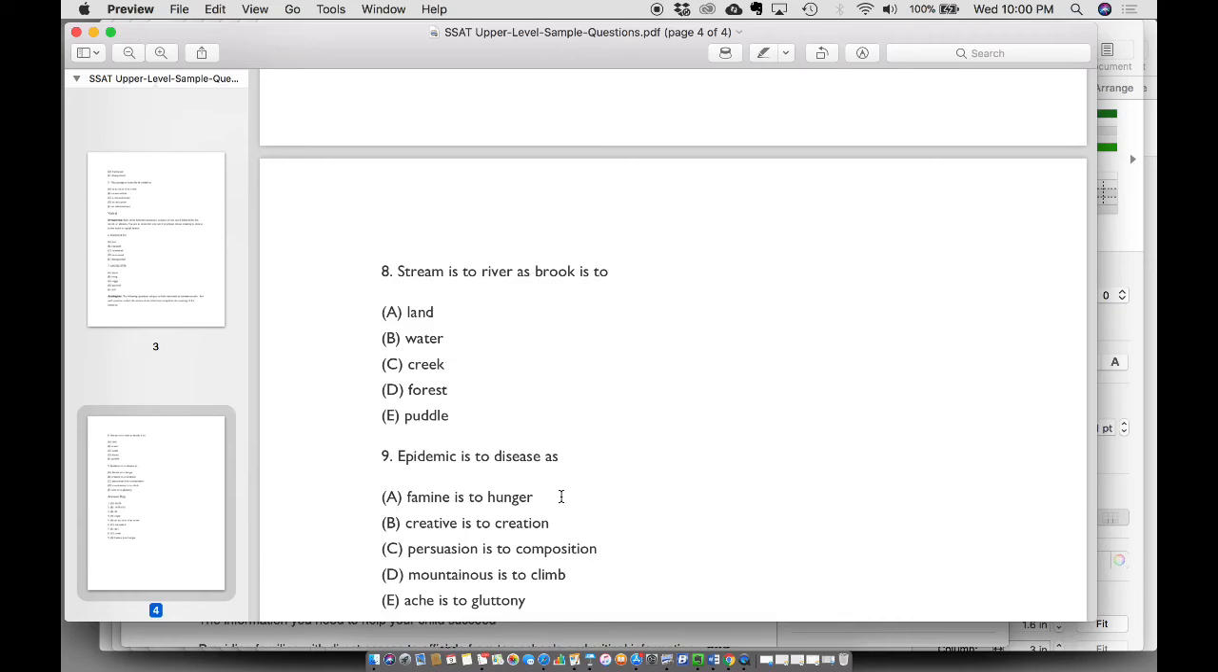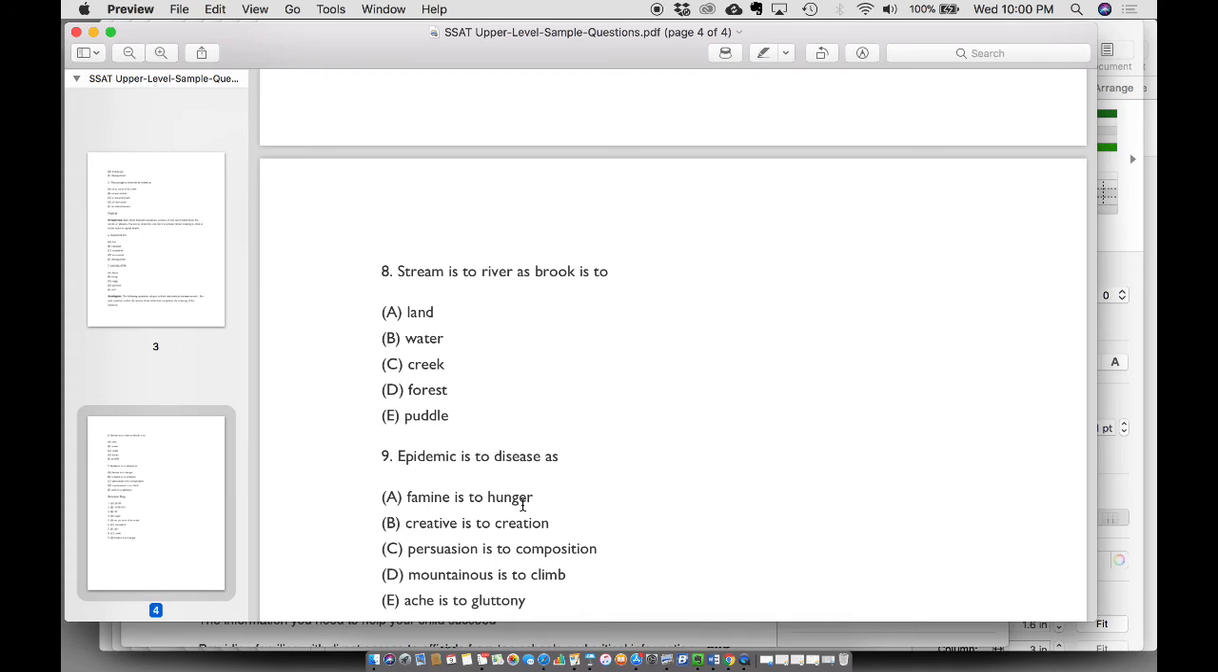Notice again, it's not that the words have similar meanings. That's not what the relationship is. The relationship is that the words can be used in the same type of sentence. They have the same type of relationship between them. And the relationship is that they can be used in similar context. Epidemic is widespread disease, famine is widespread hunger. Okay? And that's that. So that's the analogy section.